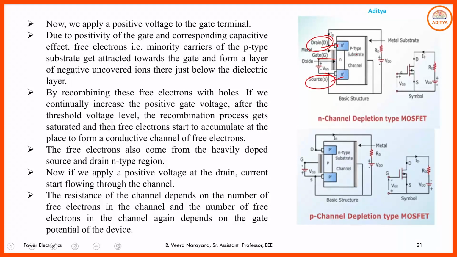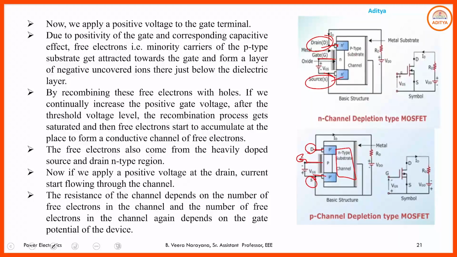And in the P-channel depletion type MOSFET, on an N-type substrate, two heavily doped P plus regions are diffused. Here the two outer P regions act as the drain and source terminals, and this terminal acts as the gate. These are the symbolic representations of depletion type MOSFETs.